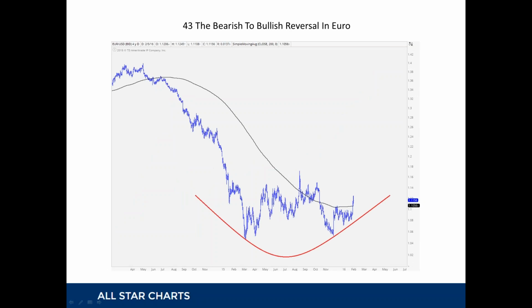This is a beautiful one, guys. This is chart number 43, a bearish to bullish reversal in the euro. This is EUR/USD, so the euro relative to US dollars. And this is just a massive bottoming pattern. A year ago, all you heard in the media was how important the euro is, how it meant everything, how it was the most important thing to talk about, and they really exhausted that.